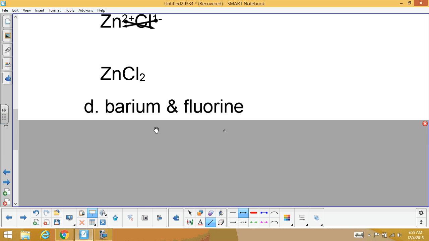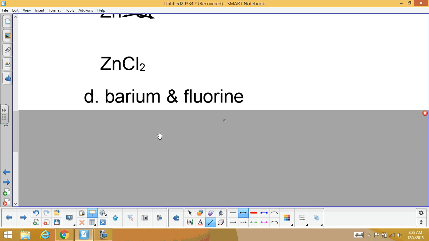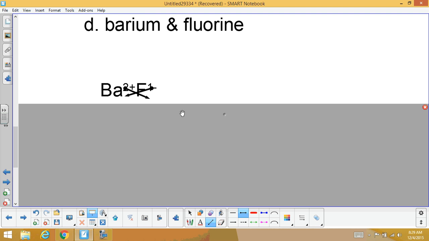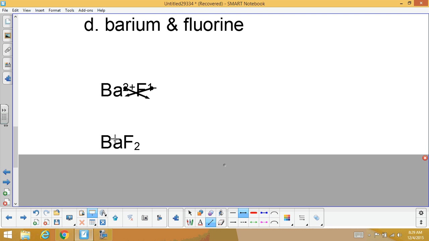Letter D, barium and fluorine to make barium fluoride. We have Ba2+, F1-. Take our arrows, cross them over. Remember, we are only crossing over the numbers and getting rid of the plus and minus signs. They're absolute values. We end up with BaF2. We can't reduce any of these numbers. 1 and 2 don't have a common factor other than 1. So it just stays BaF2. So this is BaF2, also known as barium fluoride.